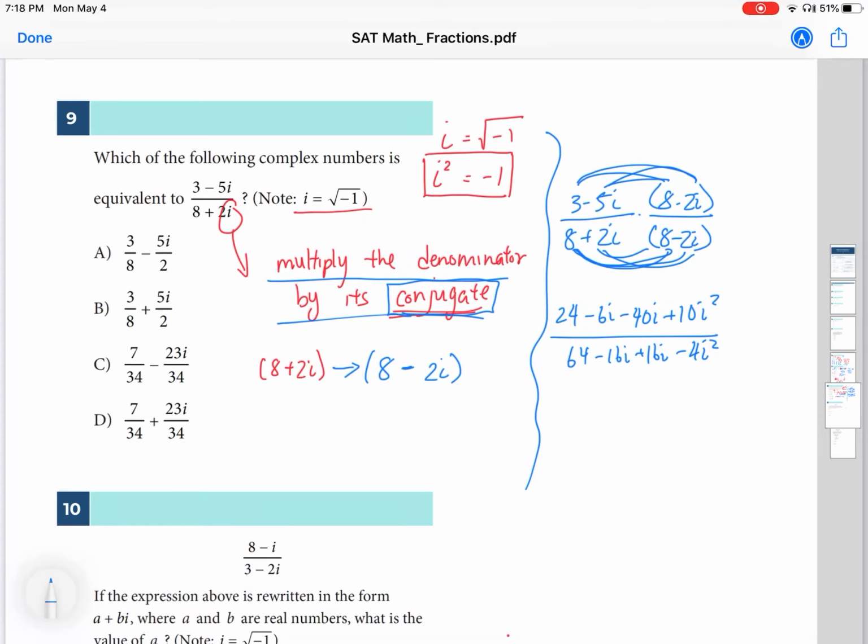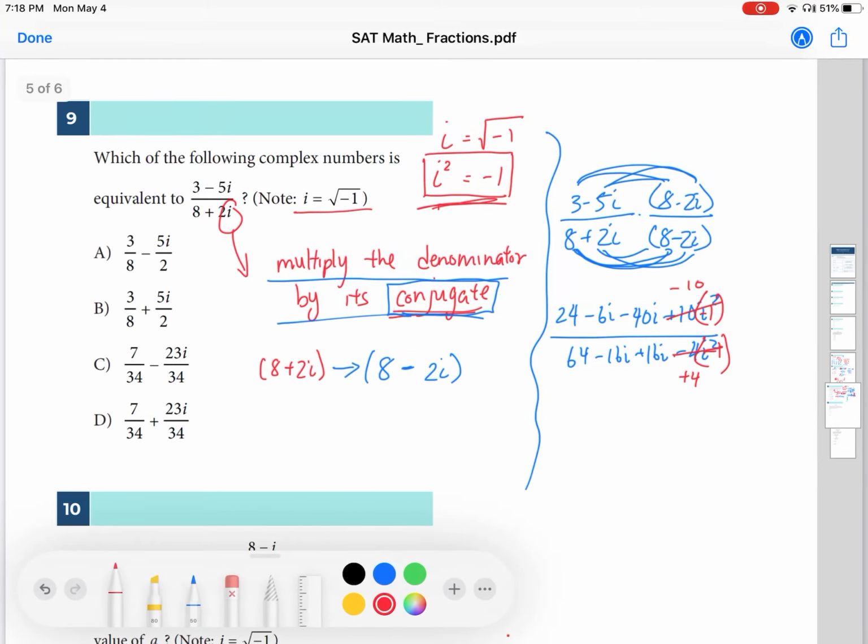Now I'll go ahead and combine my like terms. Actually, sorry, before I do that, I'm going to go ahead and use my substitution. i squared equals negative 1. So I'm going to go ahead and replace both of these i squares with negative 1, which will change these terms to negative 10 instead of positive 10 and plus 4 instead of minus 4.